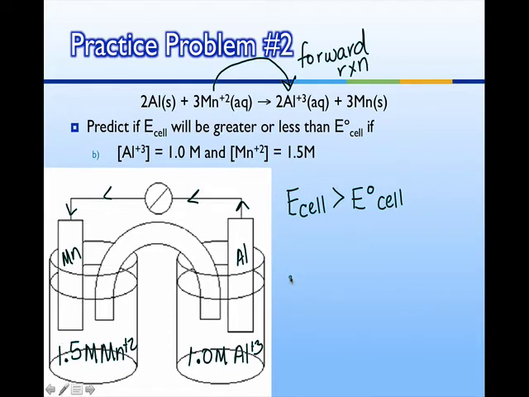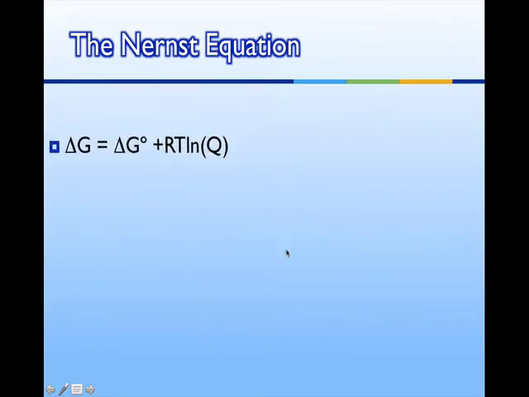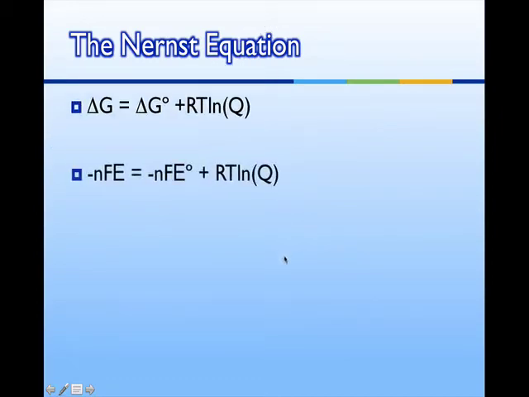So you just need to be able to look at these and kind of use Le Chatelier's principle to predict, are we going to see more of a forward reaction, or are we going to see a reverse reaction? If it's a forward reaction, it's going to make the cell potential go up. If it's the reverse reaction that we're going to see, we're going to watch the cell potential go down. So that's what we do with concentration cells. The Nernst equation is the last thing we're going to talk about here.